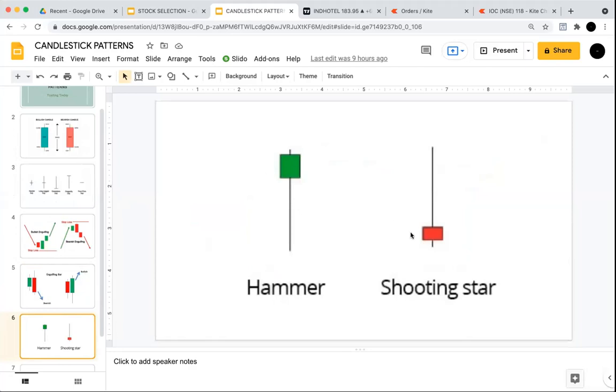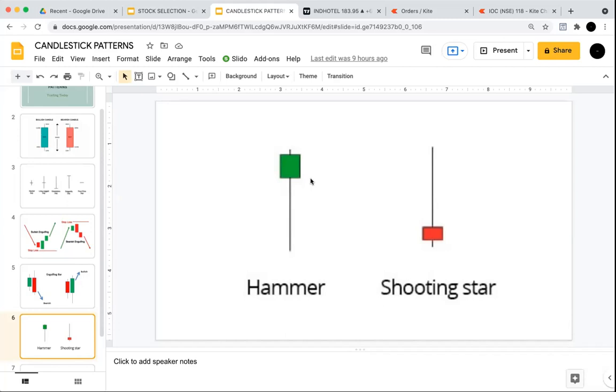And the shooting star is the opposite of the hammer, where it opened here, went all the way up. The higher prices were rejected and went down, and then closed even lower. Now it tried to go further, but it didn't. So this would be a shooting star, which would be very bearish. But what we want to look for is the hammer. So three that we are looking for. Which ones? Bullish engulfing, hammer candles, and dragonfly doji.